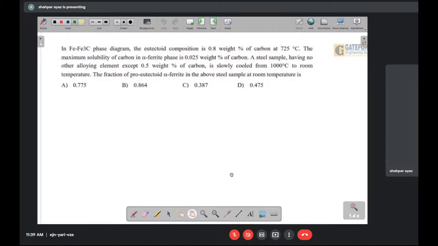What is written here? See. In the Fe-Fe3C phase diagram, the eutectoid composition is 0.8 weight percent carbon at 725 degrees Celsius. The maximum solubility of carbon in the alpha ferrite phase is 0.025 weight percent of carbon. Okay, maximum solubility.